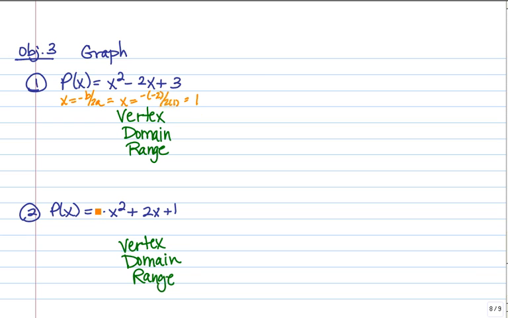The y value of the vertex is going to be y is equal to, plug in 1 squared minus 2 times 1 plus 3. So 1 minus 2 plus 3. 1 minus 2 is negative 1 plus 3 is 2. So the vertex point is 1, 2. Now what about the domain? Do you remember the domain of a parabola?